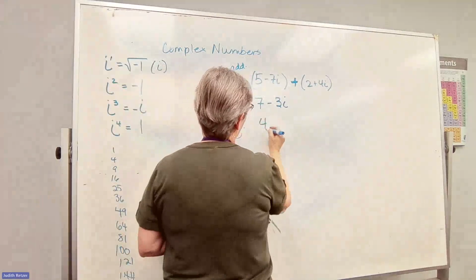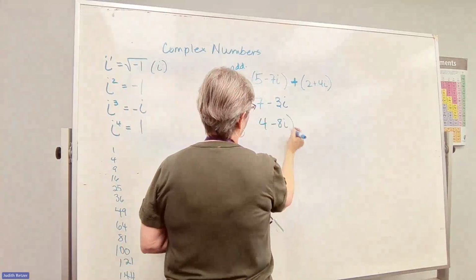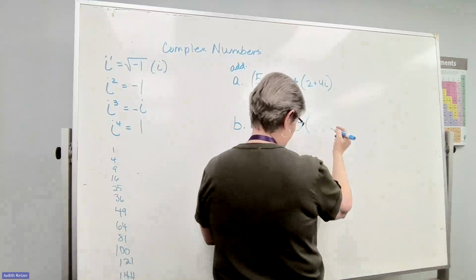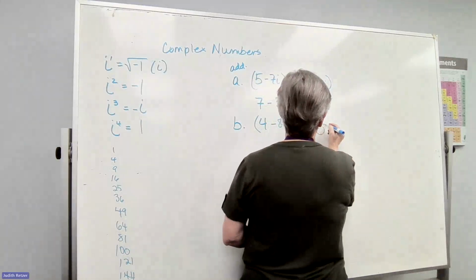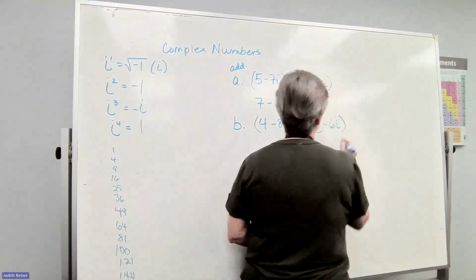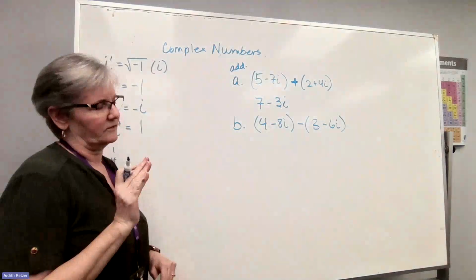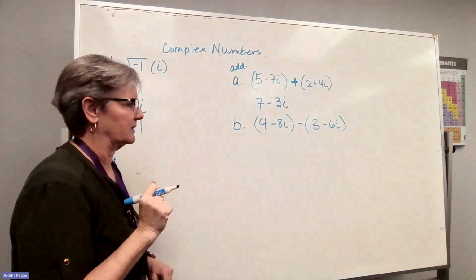B says 4 minus 8i minus 3 minus 6i. So. Okay, please. Okay, just a second, please.